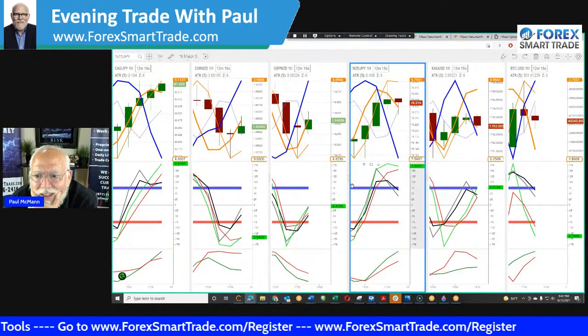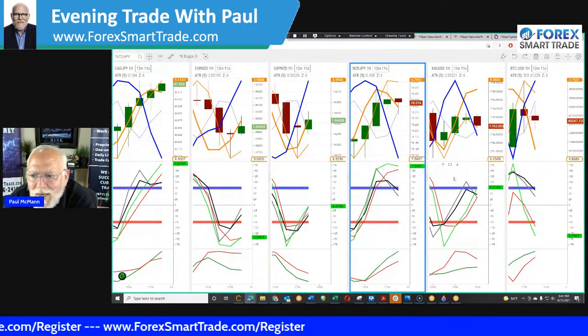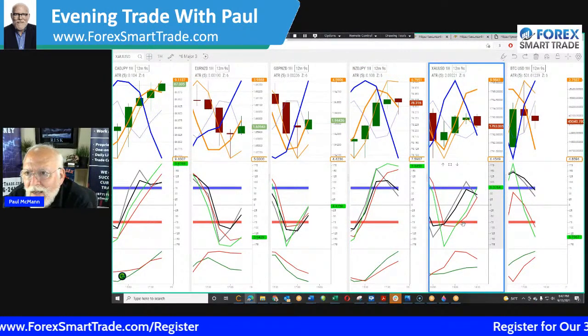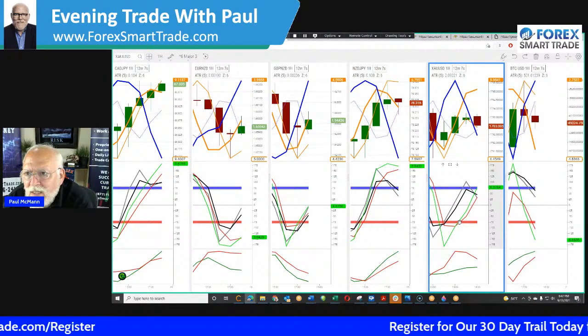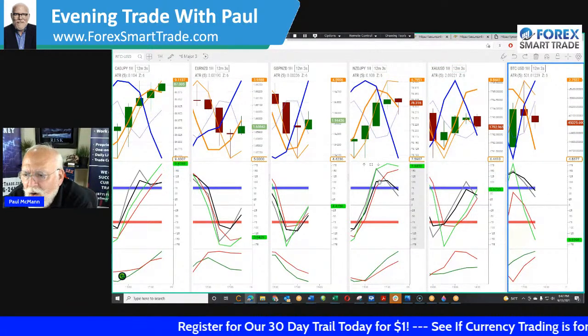New Zealand dollar yen, overbought. Minors are coming down. Majors haven't committed yet. Gold, we're going to pass on gold. Bitcoin and the dollar.